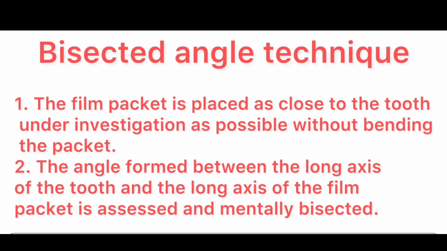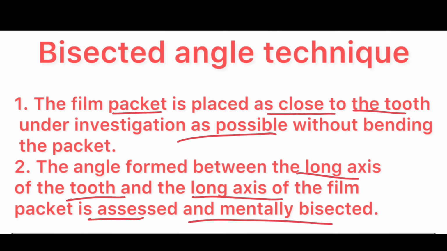So in bisecting angle technique, the film packet is placed as close to the tooth surface as possible. The angle formed between the long axis of the tooth and the long axis of the film packet is assessed and mentally bisected. Already discussed these things. The film should be placed as close as possible in bisecting angle technique.